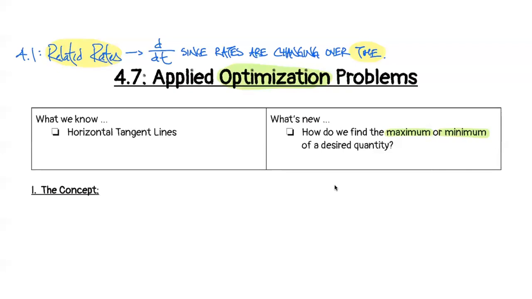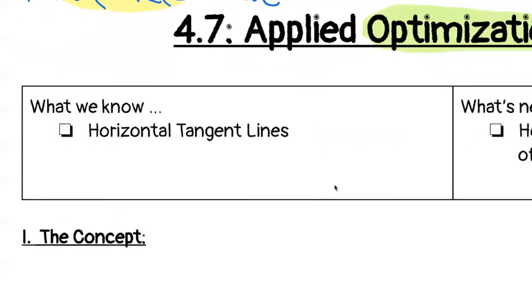All right, so let's backtrack a little bit with what we know. What we know is horizontal tangent lines. I'm wondering if you can tell me one important thing about horizontal tangent lines. Slope is 0. Yes, I agree. We can say that the slope of a horizontal tangent line is 0.